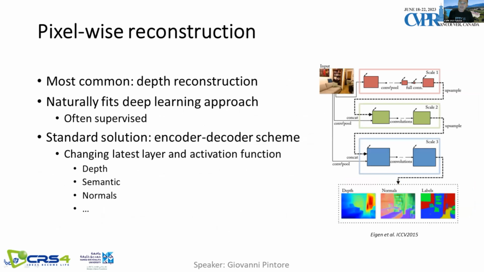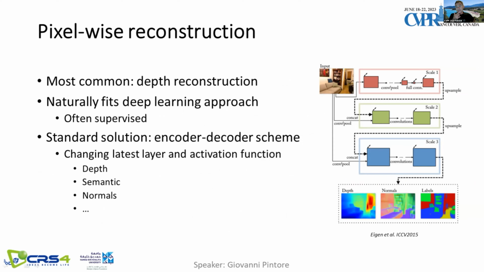The pixel-wise reconstruction is that we have many examples of this. The first one, the most common, is depth estimation. Because of its natural conformation, its input and output are fixed size maps. So the problem clearly and naturally fits deep learning methods. Such methods are usually supervised. They can also be self-supervised, but that is less common, even for accuracy problems.